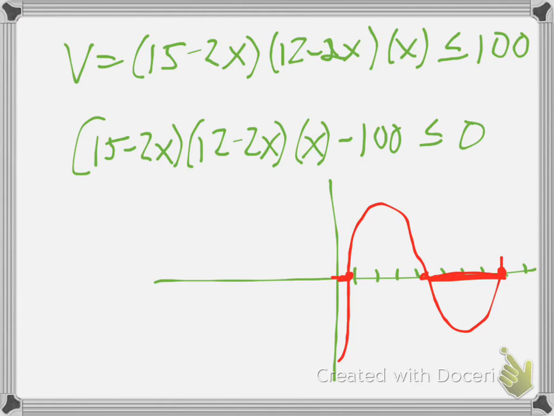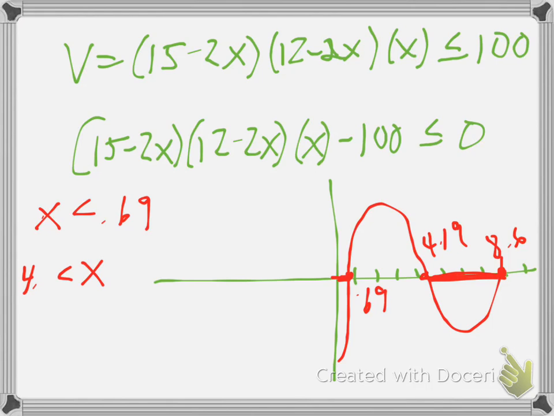All right, so what are the zeros? Did anybody get them? Yes. The x values are 0.69, 4.19, and 8.6. It would be easy to say, okay, x has to be less than 0.69, greater than 0, because you can't cut out a negative little square. And x has to be greater than 4.19 and less than 8.6. But this is actually a problem. 8.6 is not a possible answer.